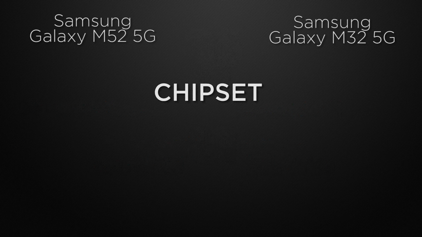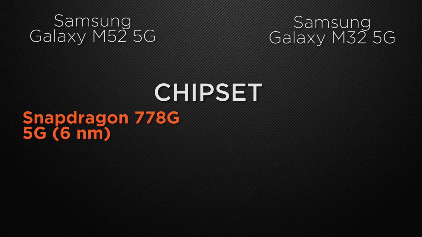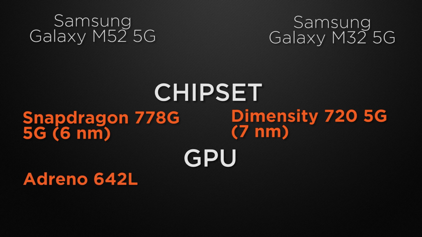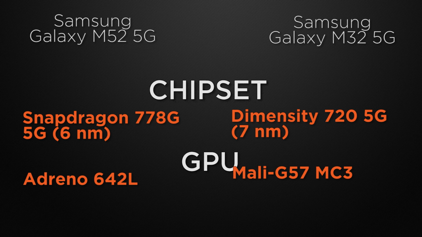Let's talk about the processor of the devices. M52 is powered by Snapdragon 778G based on 6nm processor whereas M32 is powered by Dimensity 720 based on 7nm processor. So the winner here is M52 because it can give you faster processing speed. And about the GPU of the devices, M52 is spec'd with Adreno 642L whereas M32 is spec'd with Mali G57. So the winner here is M52 because it can give you more FPS in games.